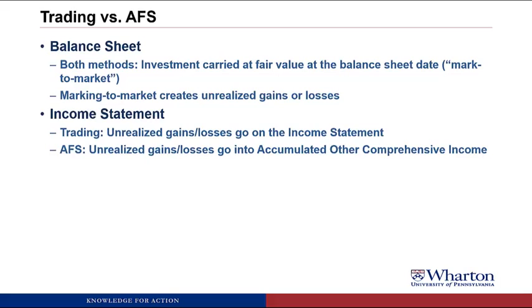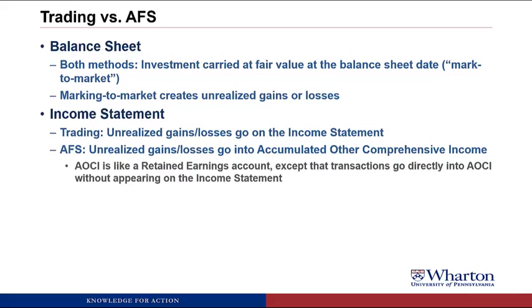So we're going to talk more about AOCI later on in the course, but we have to introduce the concept here because it is a central part of this accounting treatment. AOCI is like a retained earnings account. In fact, look, the words are sort of similar. Instead of retained, we say accumulated. Instead of earnings, we say comprehensive income, which sort of sounds like earnings. But the difference is that transactions go directly into AOCI without appearing on the income statement.